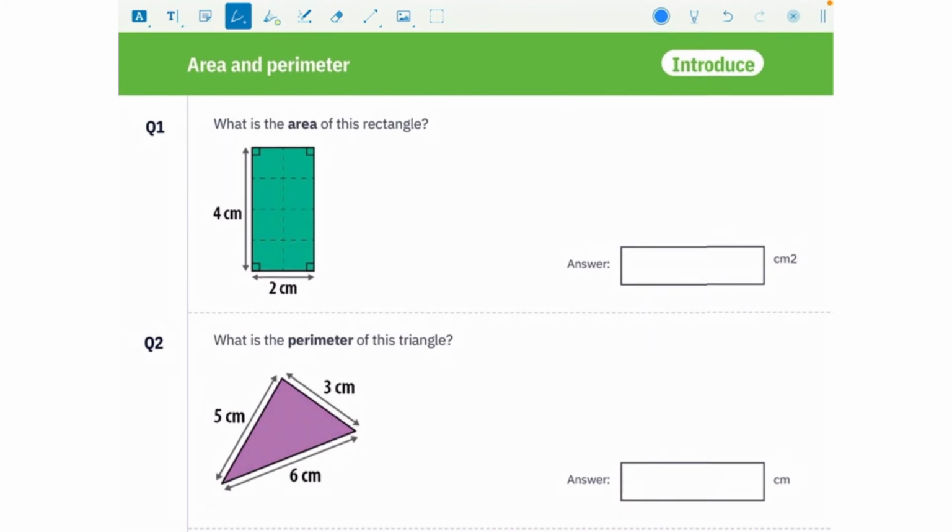What is the area of this rectangle? So for area, we can either count the squares, or if we don't have the squares, for a rectangle, we can do base times height. So either by counting the squares here, or by doing 2 times 4, we get an answer of 8 centimetres squared. What is the perimeter of this triangle? Perimeter is the distance all the way around the outside of a shape. So we're going to do 5, add 6, add 3. 5 add 6 is 11, add the 3 is 14 centimetres.